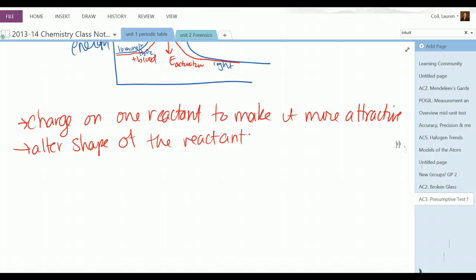So that's just some information I wanted to give you on what a catalyst is, what it does, and how it works. The rest of the information you need for the analysis is in the reading, so you can do that, and then we will discuss the analysis on Monday.